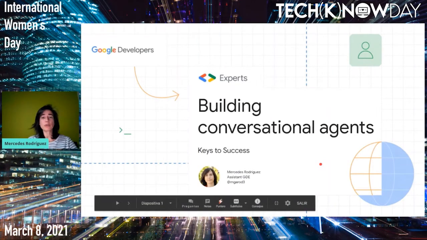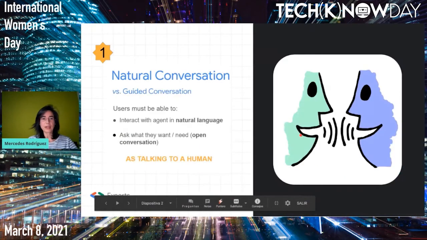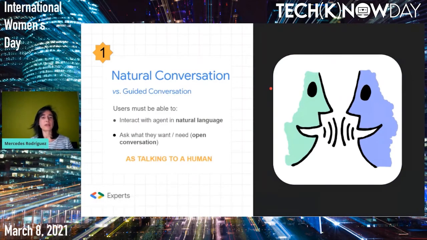And today I'm going to talk about building conversational agents and what are the main keys to success in that. So the first one for me is natural conversation. What I mean with this is that users must be able to interact with the agent in natural language and ask what they want or they need with an open conversation, as if they were talking to a human.